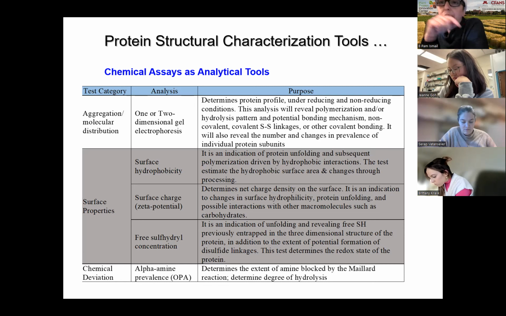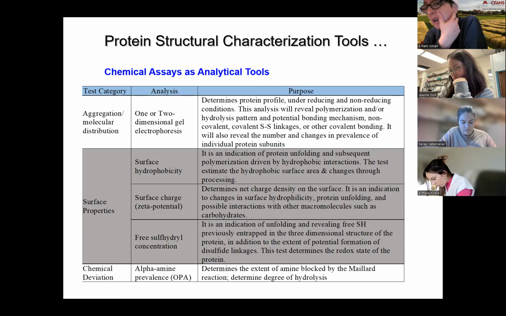So if you have a lot of disulfide linkages between protein molecules, we see a decrease in free sulfhydryl groups. So there are two assays, actually: measurement of total free sulfhydryl groups and also surface sulfhydryl groups. An increase in surface is an indication of unfolding. A decrease is an indication of polymerization.